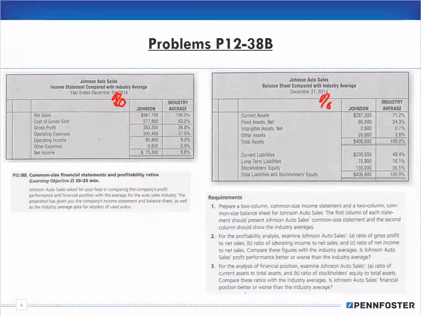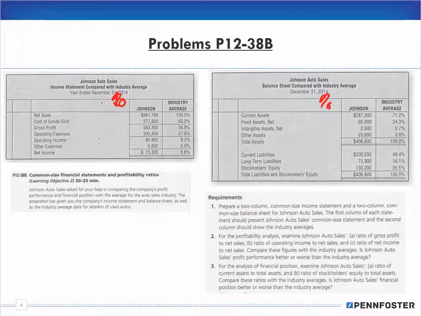And then number 2, it says for the profitability analysis, examine Johnson Auto Sales' ratio of gross profit to net sales, ratio of operating income to net sales, ratio of net income to net sales. Compare these figures with the industry averages. Is Johnson Auto Sales' profit performance better or worse than the industry average? Then 3, for the analysis of financial position, examine the ratio of current assets to total assets, ratio of stockholders' equity to total assets. Compare these ratios with the industry's average. Is it better or worse? Right. So let's do the number crunching.